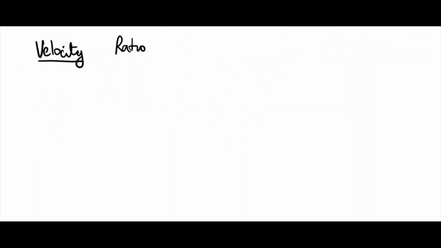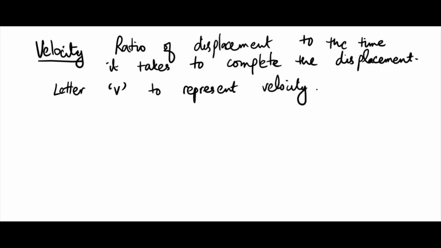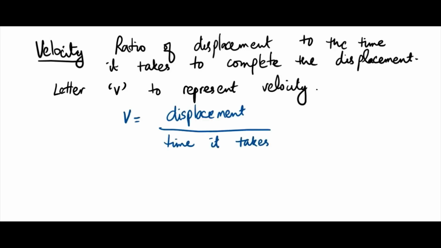So let's look at velocity. Velocity in physics is defined as the ratio of displacement to the time it takes to complete that displacement. We use the letter V to represent velocity, and if we put it in an equation, we write V equals displacement over the time it takes. In symbol form, displacement is represented by S and T represents the time.